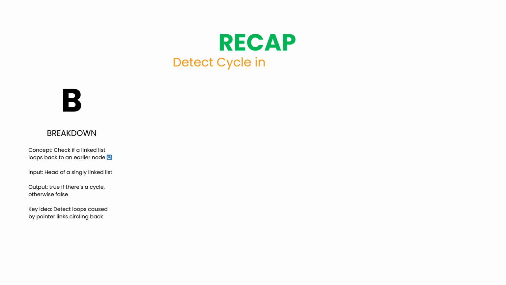Breakdown recap. Conceptually, we're given a singly linked list, and we need to determine if it contains a cycle, that is, if any node points back to a previous node instead of ending with null. If a cycle exists, we return true, otherwise, false.